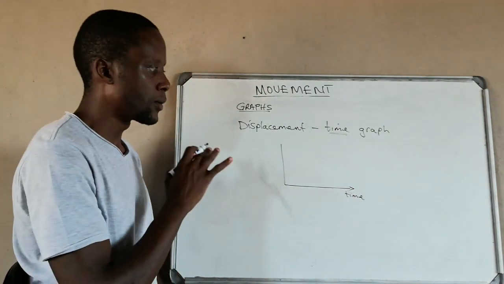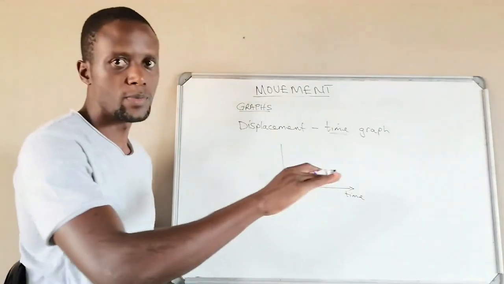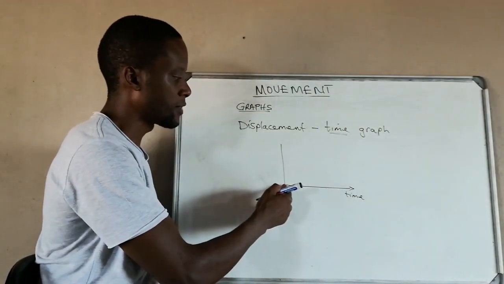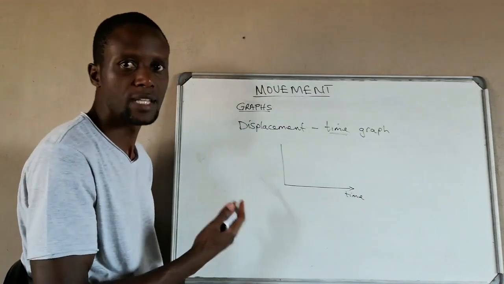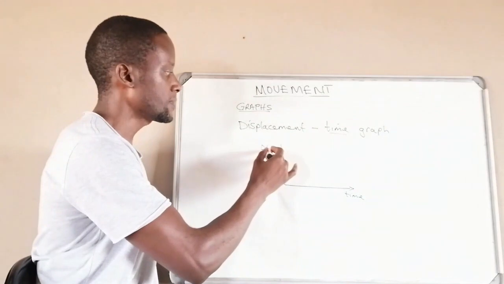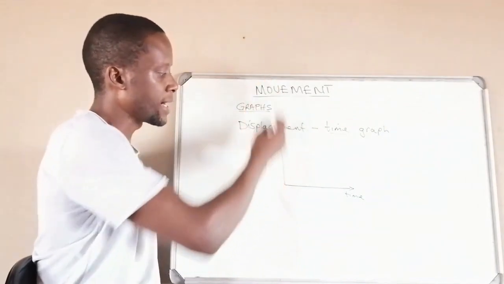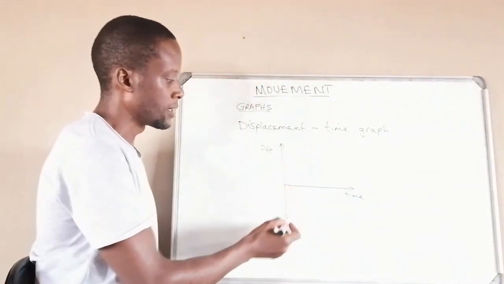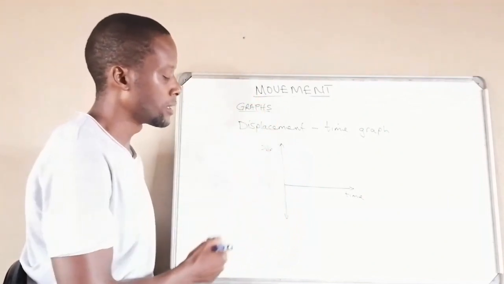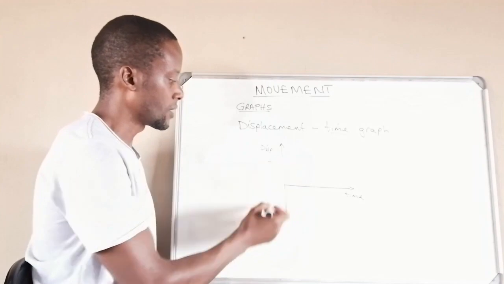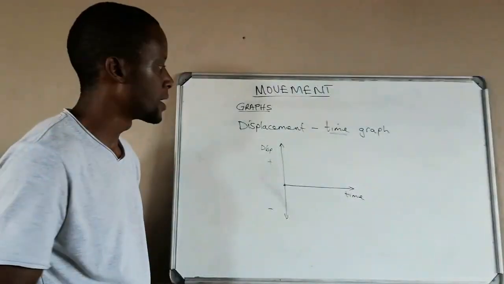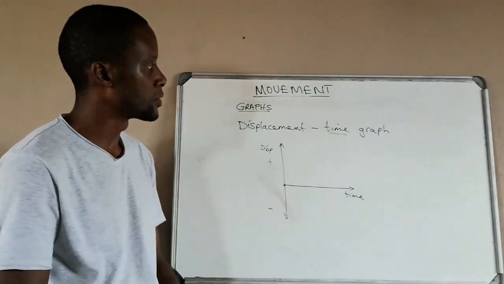Any graph with time will always have it on the horizontal axis, and with time it only goes forward. Time will never have a negative direction because time will never go backwards. However, the displacement will be on the y-axis. It can go in the positive direction or in the negative direction. Remember, displacement is a vector quantity. So basically that is how our graph will look.